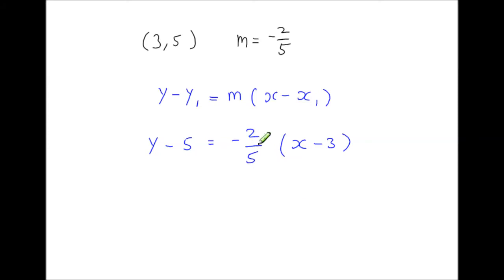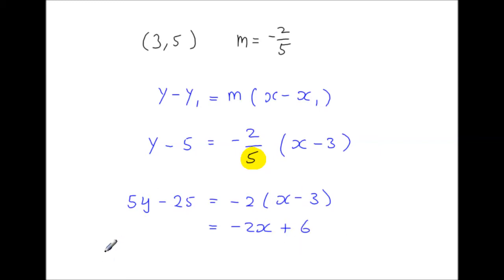And to get rid of the fraction here, if we multiply both sides by 5, then on the left hand side, if we multiply these terms by 5, we get 5y minus 25 is equal to minus 2 times x minus 3, and expanding the brackets on the right hand side, we get minus 2x, and that's a minus times a minus to give us this. And then if we take all the terms to one side, we have 2x plus 5y minus 31 is equal to 0.